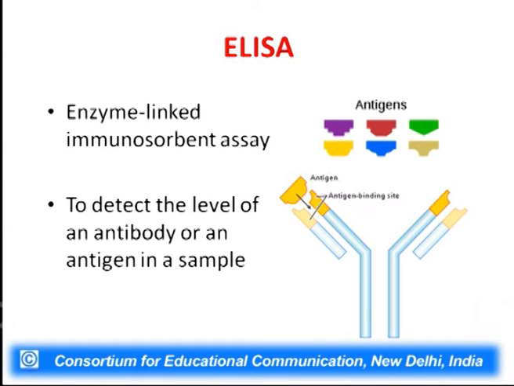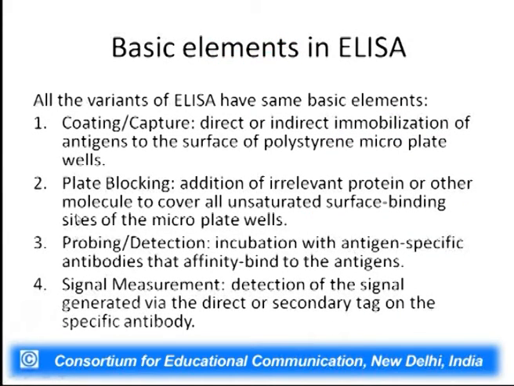So what is an ELISA? Like I mentioned, there is antigen. I can quantify the antigen, so I can detect the level of an antibody or an antigen in a sample. What are the basic elements? I can have a capture ELISA, direct or indirect immobilization of antigens to the surface of any polystyrene microtiter plate wells, or I can have a blocking, where I do an addition of irrelevant protein or other molecule to cover up all the unsaturated surface binding sites of the microplate. Or I can have a probing or a detection based ELISA, where I incubate with the antigen specific antibody.